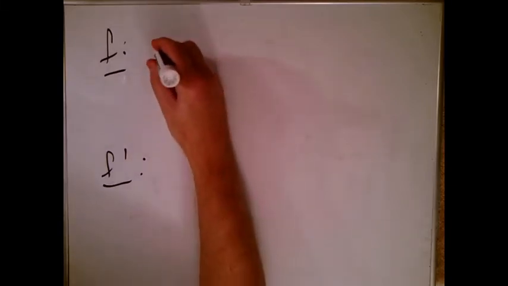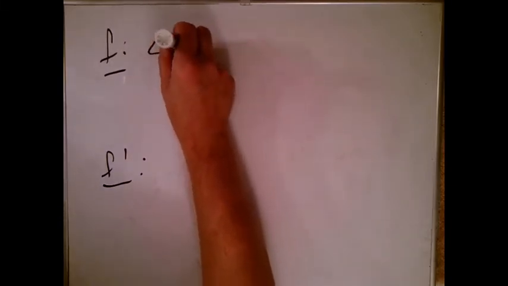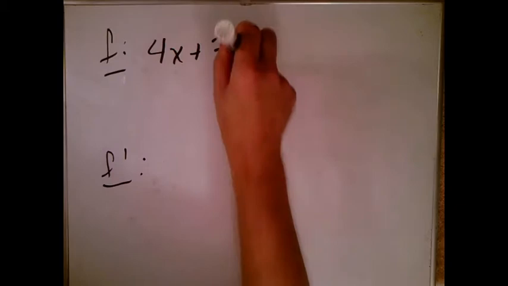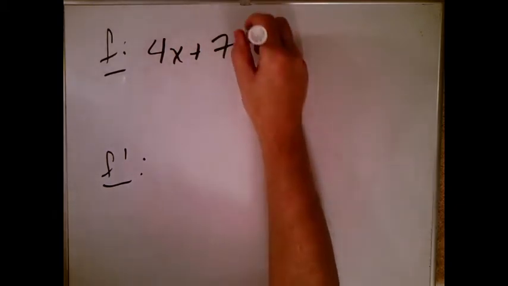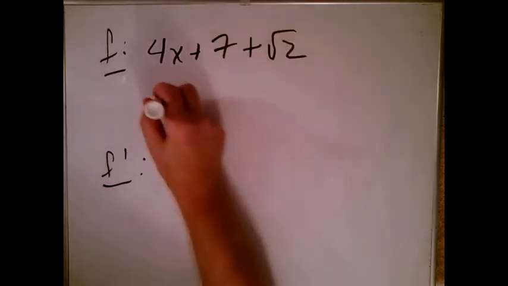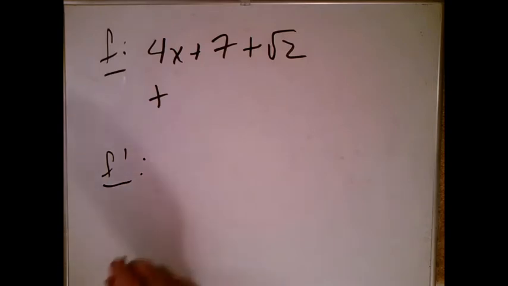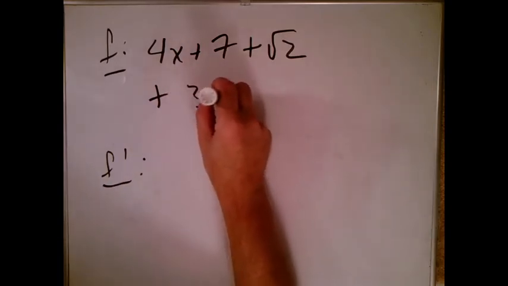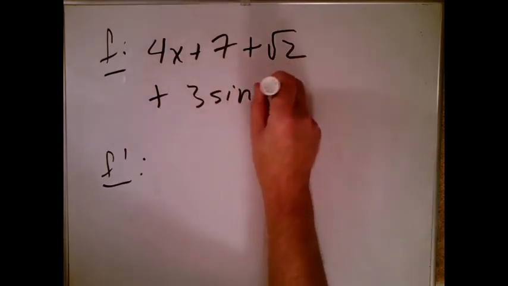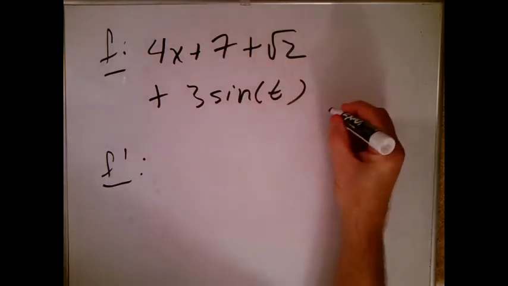The next one is 4x plus 7 plus square root 2 plus 3 sine t plus pi e to the x.